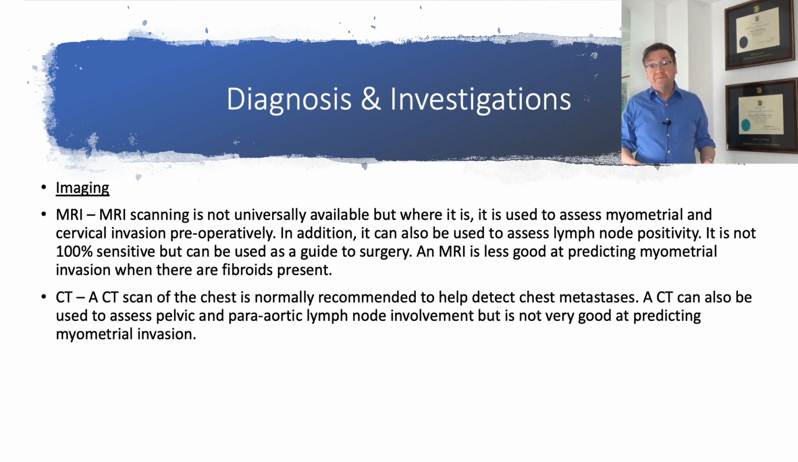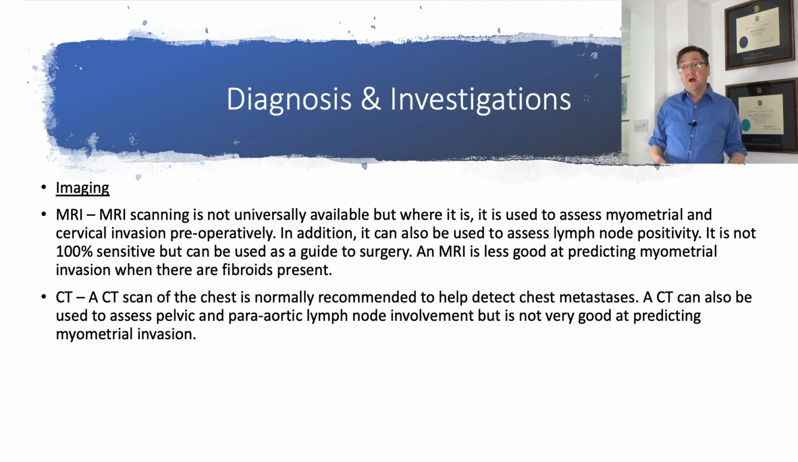CT scan, it's normally recommended to look for chest metastases. It's obviously a lot quicker to have than an MRI. So often we do an MRI of the pelvis and a CT of the chest and the abdomen. It's good for looking at pelvic and paraortic lymph nodes too.